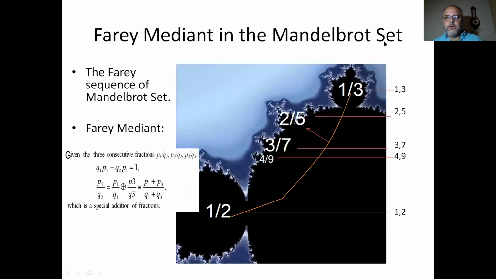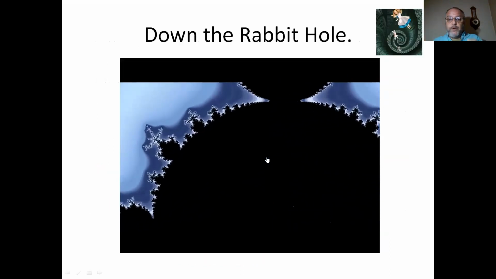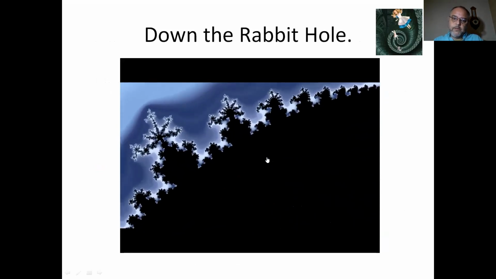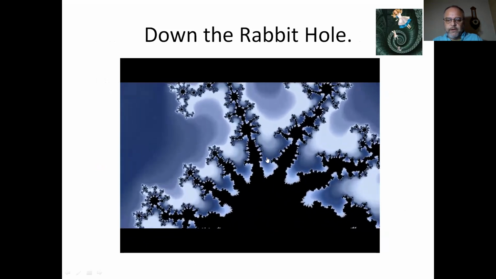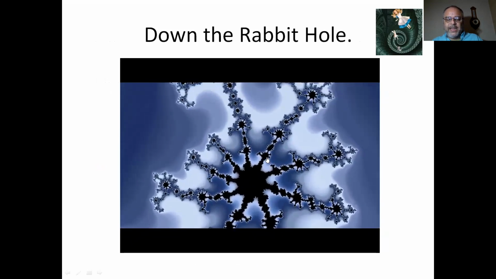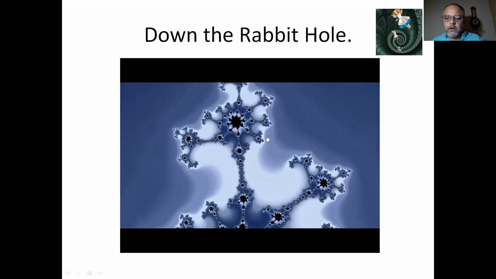The Farey mediant and Mandelbrot set is present here, where we have regions of period 2, regions of period 3, and the Farey mediant between these two is this 2/5 region. The Farey mediant between these two is this other region. So the Farey mediant is present in all parts of the Mandelbrot set, and here we have the typical zooming observation of the Mandelbrot set, in which the Farey sequence is present in all of this space.